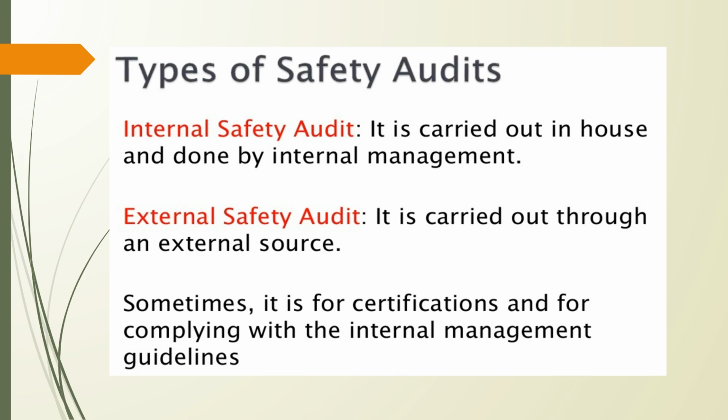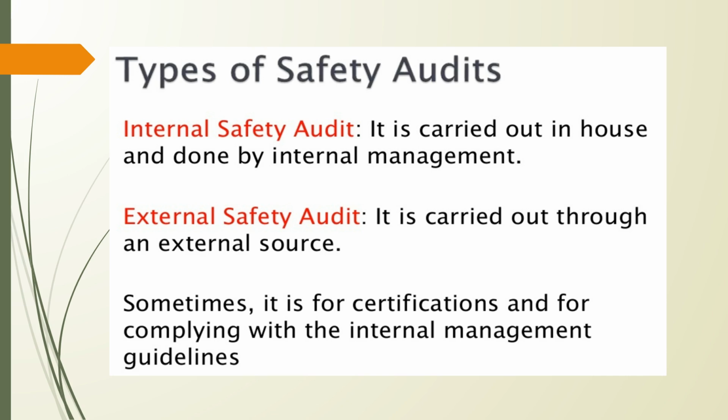When looking at execution, safety audits are categorized into two primary types: internal safety audits and external safety audits. An internal safety audit is carried out in-house by our own management team to evaluate routine operations and foster continuous internal oversight. On the other hand, an external safety audit is conducted by an independent outside agency or qualified third party. Organizations often bring in external auditors to achieve formal certifications, ensure unbiased evaluations, or comply strictly with internal corporate management guidelines and regulatory standards.